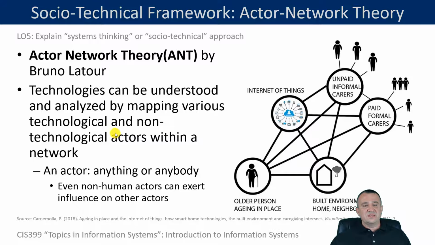What this theory says is that technologies can be best understood by mapping various technological and non-technological actors within a network. Any technology that you use is connected to other actors, and those actors can be anything or anybody. They can be human actors, they can be physical actors like a house. Here we have a human actor, which is an older person. Here we have a non-human actor, which is environment, neighborhood, home. Then we have other human actors. It's only when you visualize this complex network of human and non-human actors that influence each other that you will start to understand better what's happening with technology.